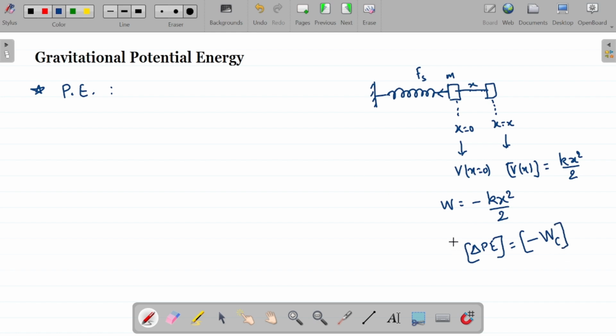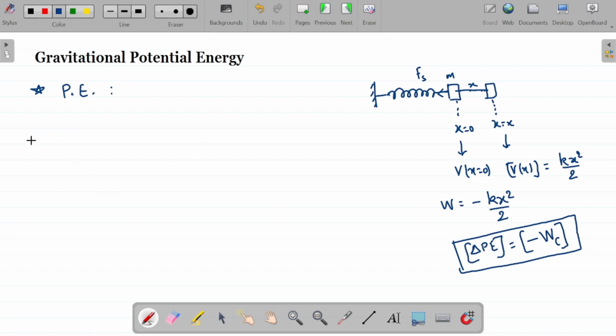So this is a general thing, and it is going to happen in other cases too. In the case of gravitational potential energy, there will be a rise in potential energy equal to the negative of the work done by the gravitational force. In the same way, it also applies to electrostatic potential energy, which we are going to see later. But for now, I am going to continue with gravitational potential energy.